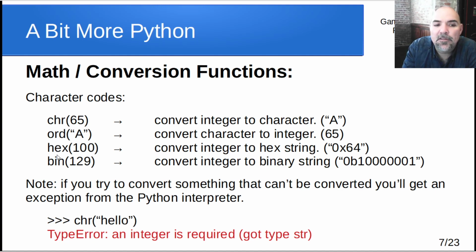And then also notice that Python has these built-in things to convert to a hex string or a binary string. Let's just switch back over to the interpreter and try that. But one thing to note is if you try to convert something that can't be converted, you'll get an exception from the Python interpreter.